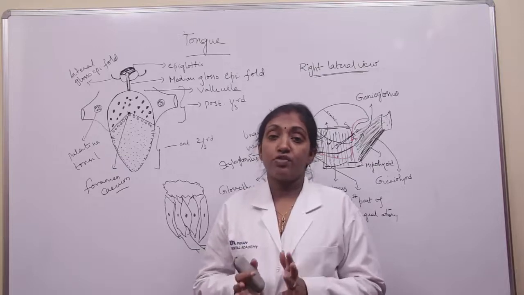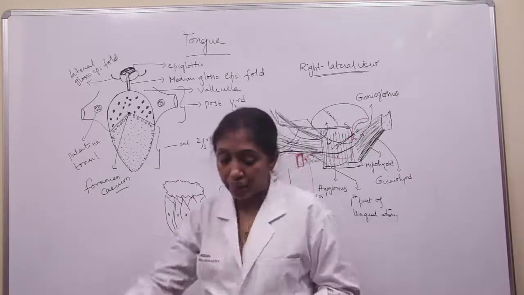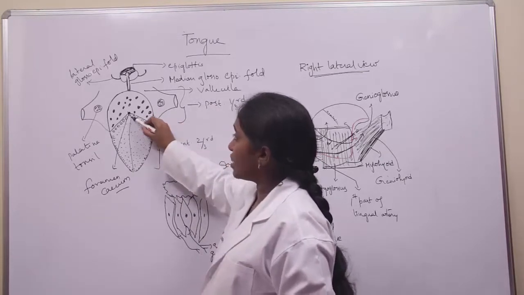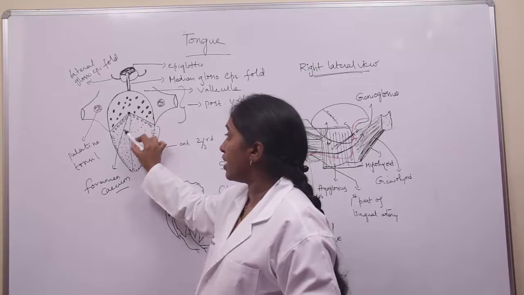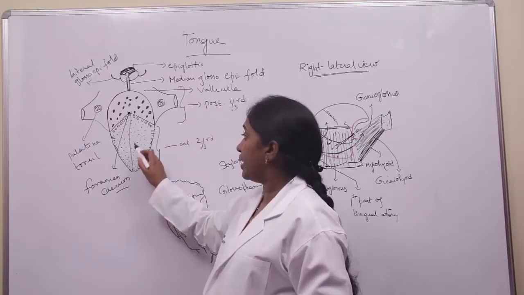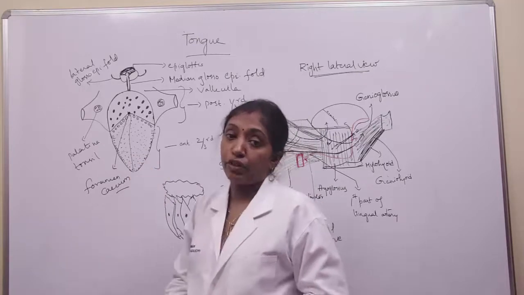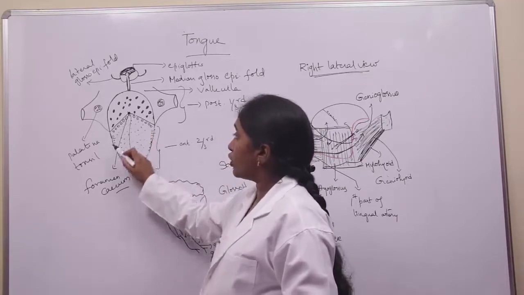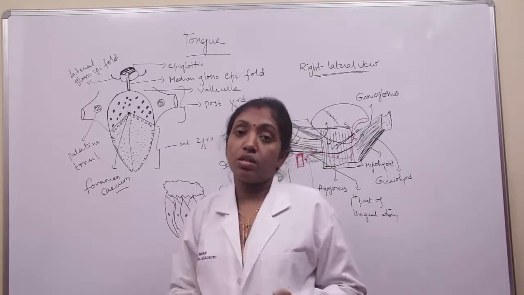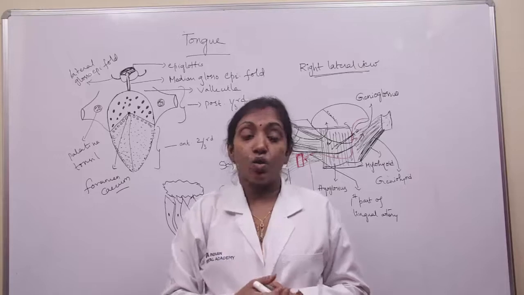Superior longitudinal muscle arises from the posterior part of the median fibrous septum and is inserted to the lateral margins of the tongue. Here, the median fibrous septum is there. Coming to the inferior longitudinal muscle, it arises from the lateral margins of the tongue and is inserted to the anterior part of the median fibrous septum. Superior longitudinal muscle lessens the length of the tongue and makes the dorsal surface concave. Inferior longitudinal muscle shortens the tongue and makes the dorsal surface convex.